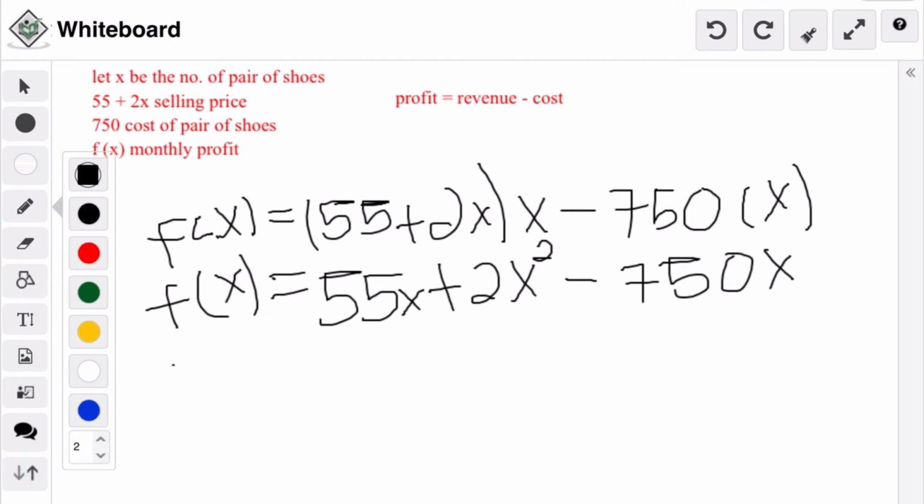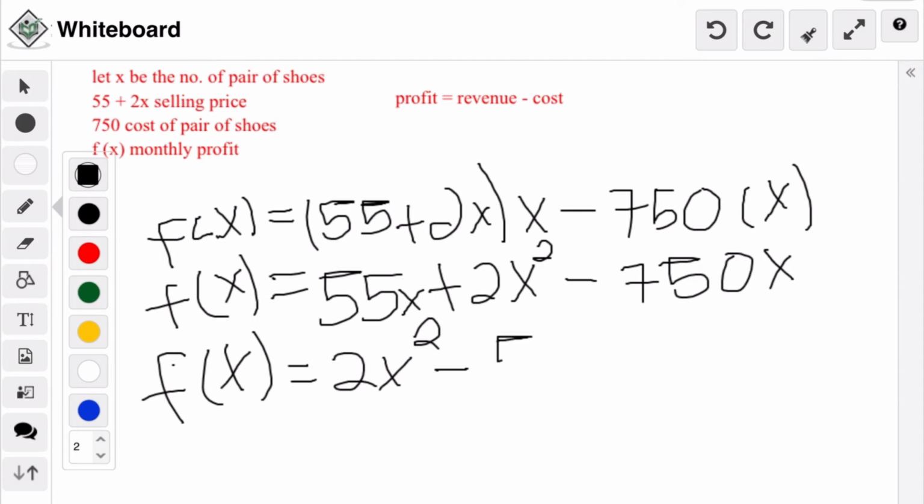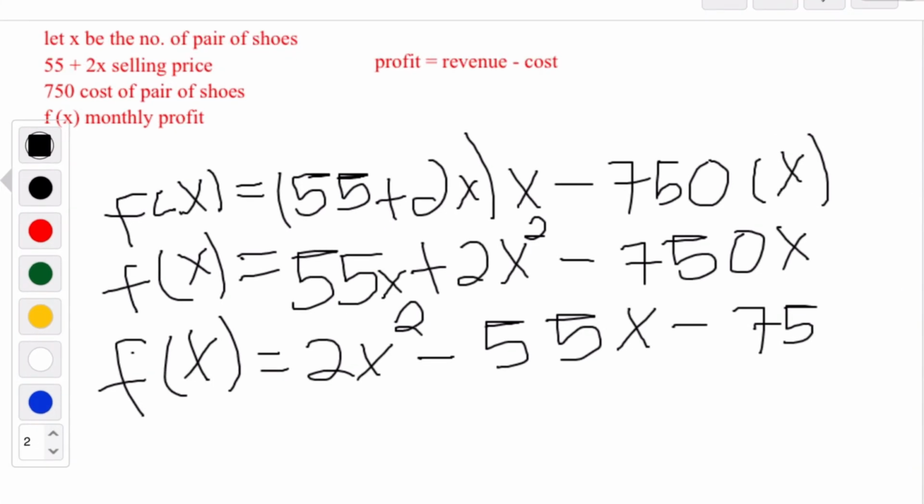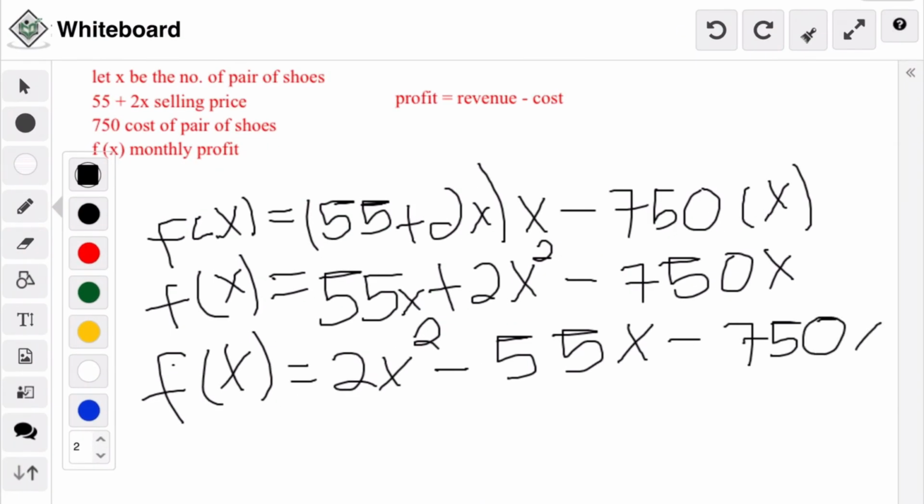To solve this one, we will combine like terms, as we all know, or some of you know. First we will put the term that has the bigger exponent, which is 2x squared. Copy the minus sign, and next is 55x, minus 750x. So again, let's put f of x.